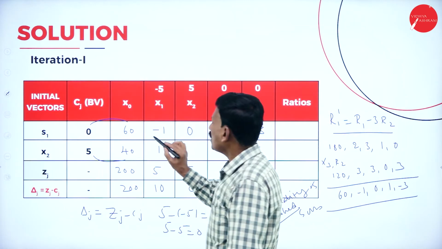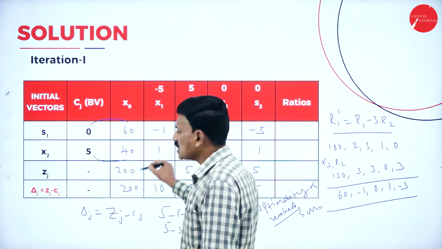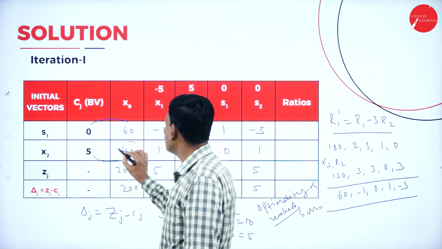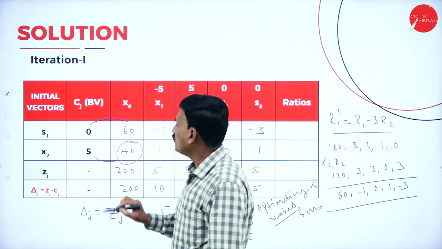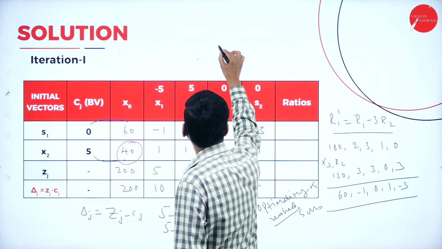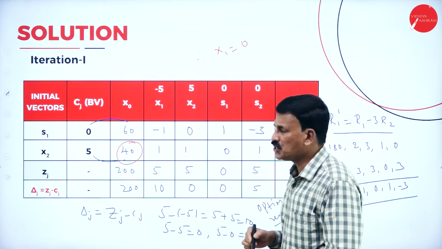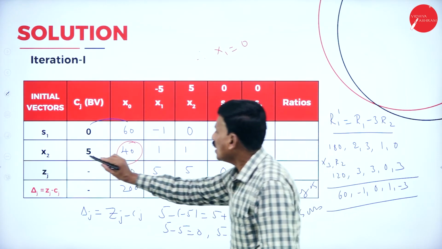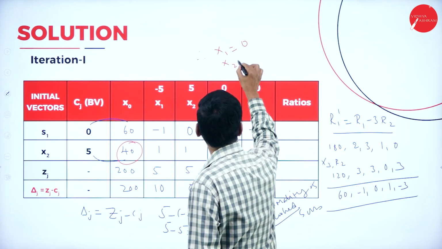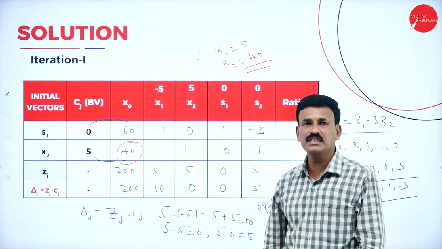Here, this is the solution. The value of x2 is equal to 40, whereas x1 is not here. So therefore x1 is 0, the coefficient of x1 is 0, and x2 is equal to 40. So the values of x1 and x2 are 0 and 40.